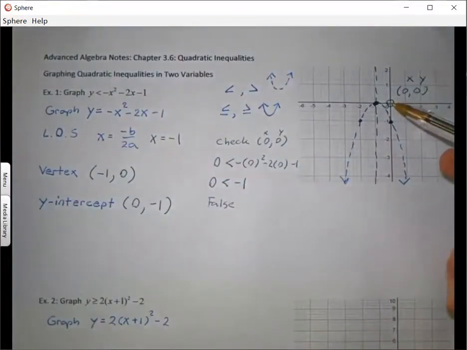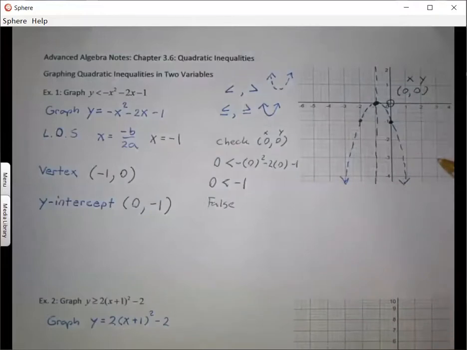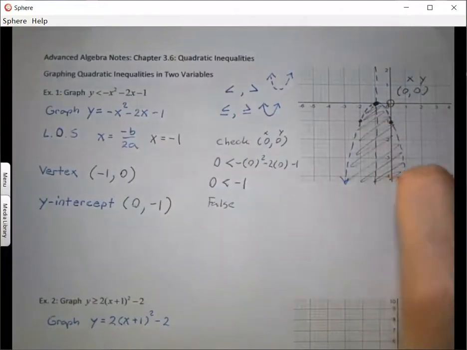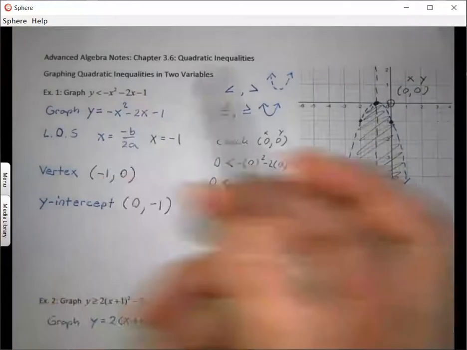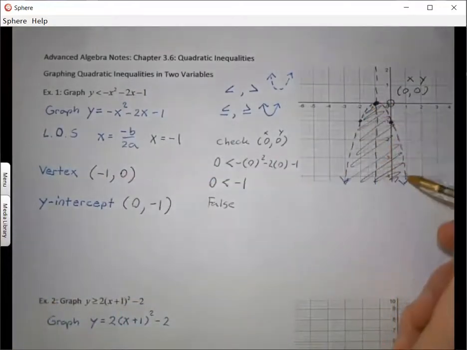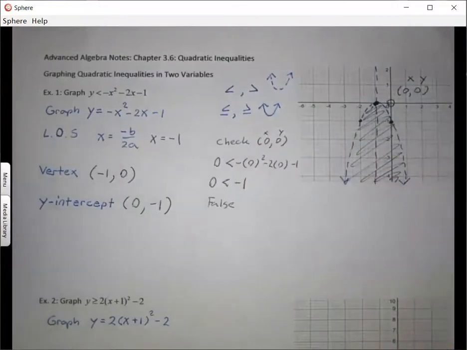So since this point out here gives us a false statement, it's actually going to turn out every point you test out here would give you a false statement. And any point you tested inside should give us a true statement. So every point in here would make this statement true. Points on our parabola would give us a false statement. That's why we're using a dotted line. Points outside should give us a false statement.